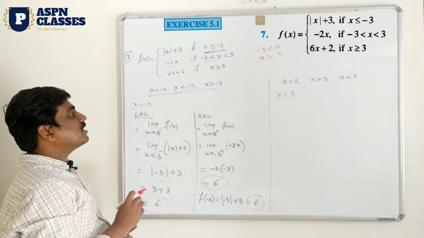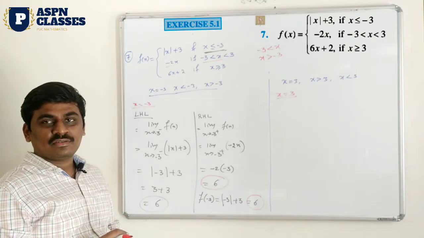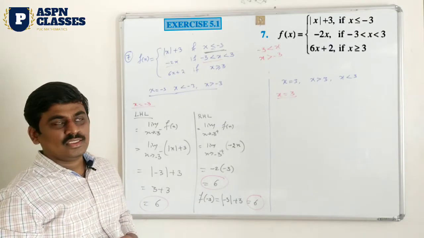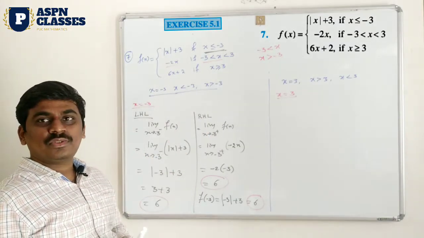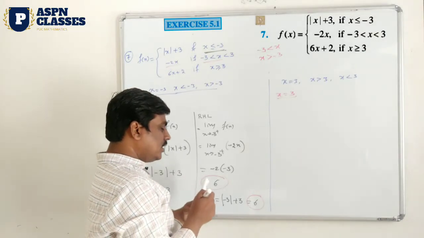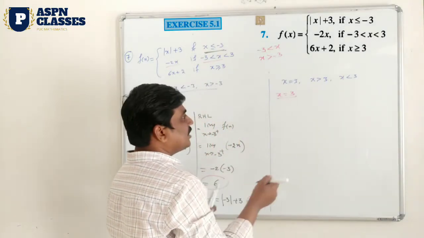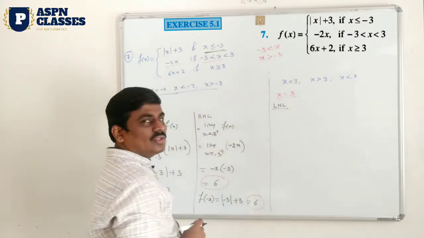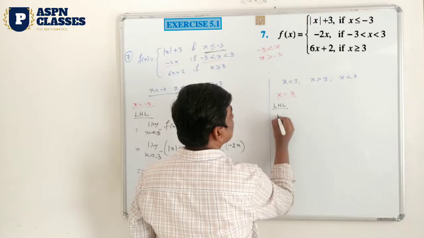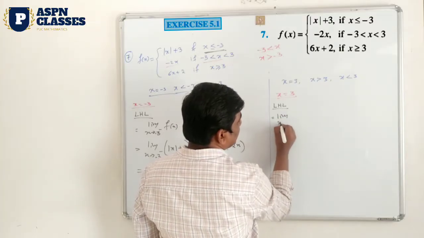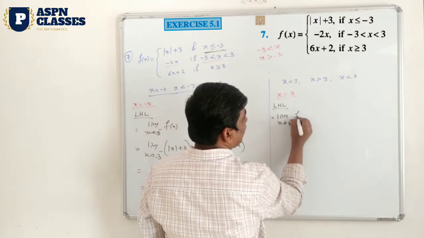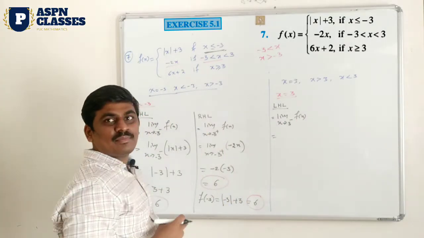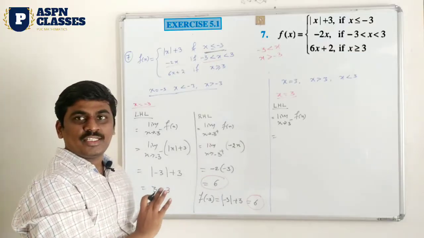It means the given function is continuous at x equals minus 3. Then you go to the x equals 3 case. Again the same conditions apply. First is the LHL limit: the limit as x tends to 3 minus of f of x. Here two results are there, so I am taking the plus 3 case now. The minus 3 case is over, and it is continuous.